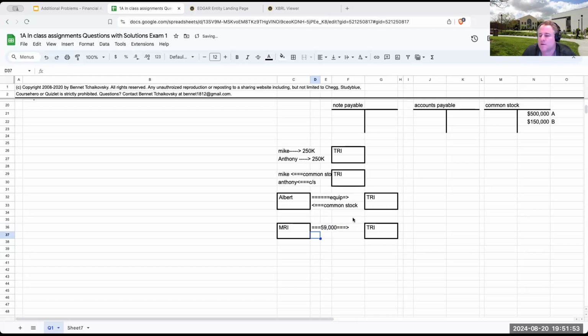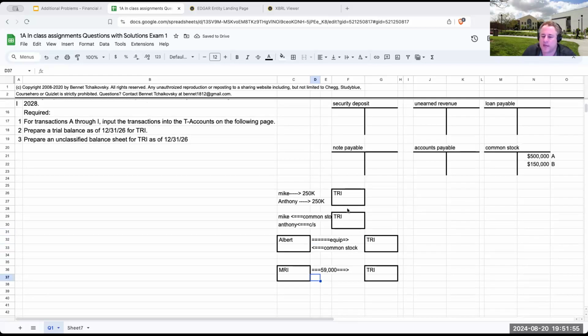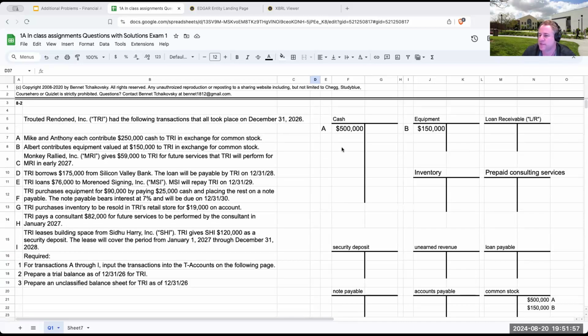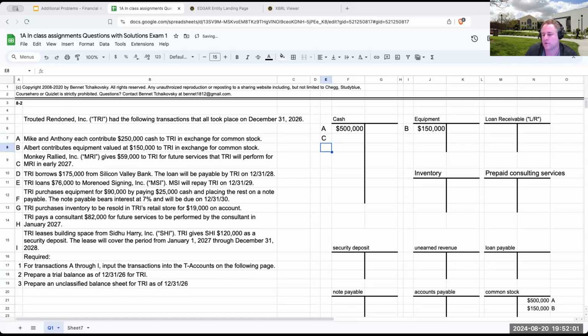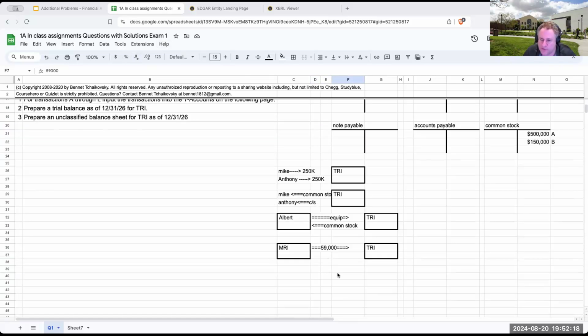Okay. So they're giving us $59,000 cash. If I'm doing this for TRI and I'm receiving cash, how do I go through and record this? Well, I'm going to record this over here with a debit, right? I'm going to debit cash for that $59,000. Now, for every debit, I need a credit, but what am I giving back? I'm not giving back common stock, but rather I'm promising future services.